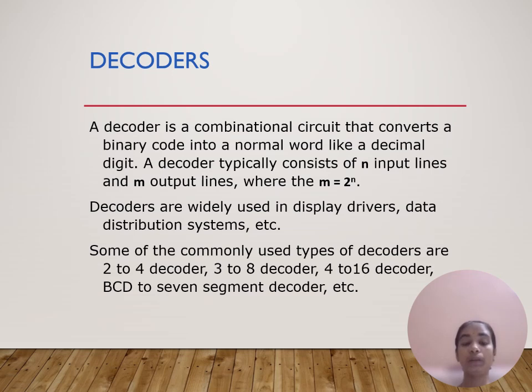Decoders. A decoder is a combinational circuit that converts a binary code into a normal word like a decimal digit. A decoder typically consists of n input lines and m output lines, where m is equal to 2 power n. Decoders are widely used in display drivers, data distribution systems, etc. Some of the commonly used types of decoders are 2 to 4 decoder, 3 to 8 decoder, 4 to 16 decoder, BCD to 7 segment decoder, etc.